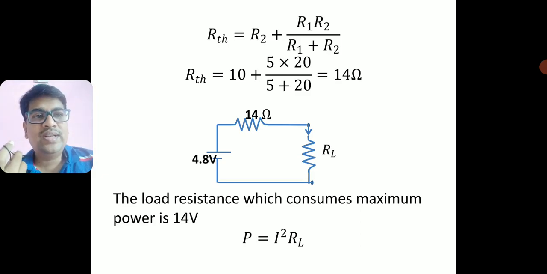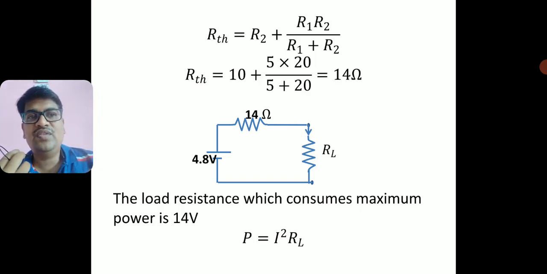Now the load resistance, to consume maximum power, I told you that the load resistance has to be equal to the internal resistance for maximum power. That is what the maximum power transfer theorem says. The maximum power is delivered across the load resistance only when the load resistance is equal to the internal resistance of the source delivering the power. So RL is equal to 14 ohm, then only the power delivered across the load is maximum.